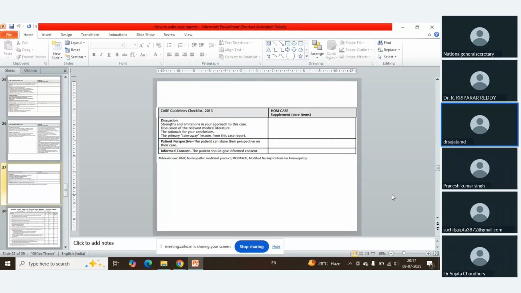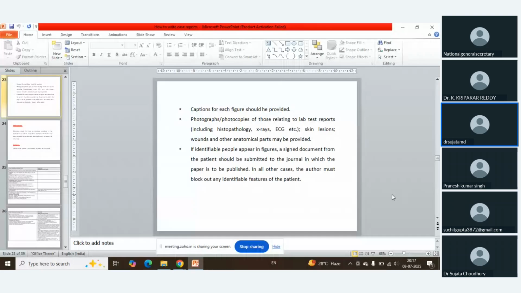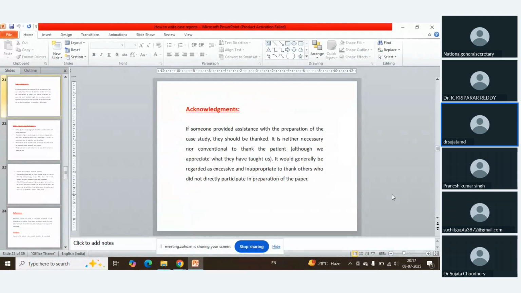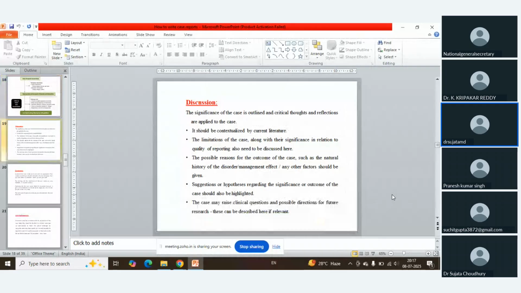After that, the case description is finished. Now the discussion portion comes. In this section, what will we write? The significance of the case is outlined, and critical thoughts and reflections are applied to the case. In the discussion portion, we'll write the case outline, the significance, the selection of the medicine, its justification, and how this patient responded, with in-depth analysis of the outcome. It should be contextualized by the current literature.